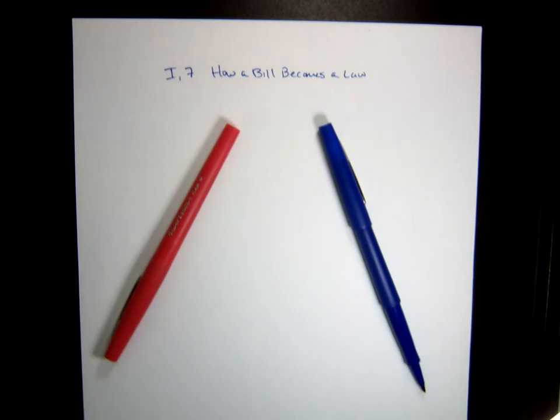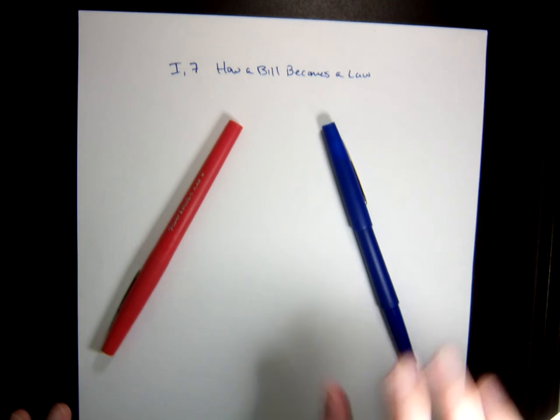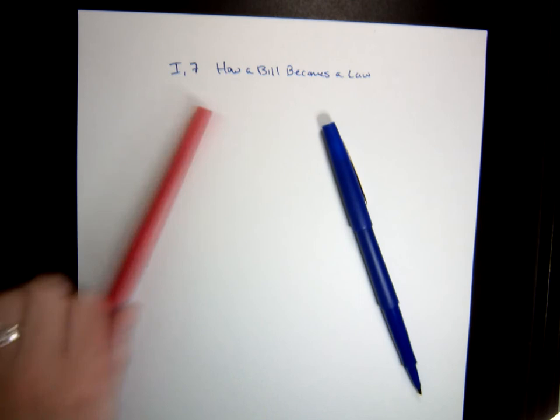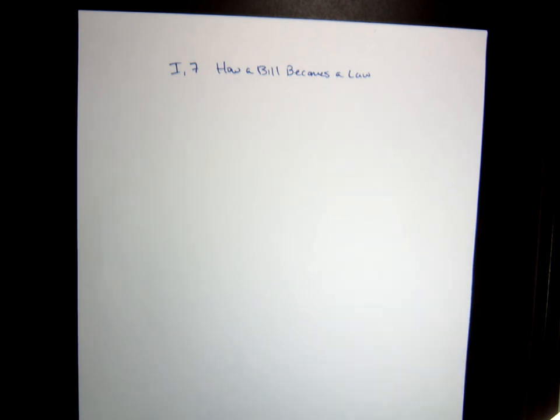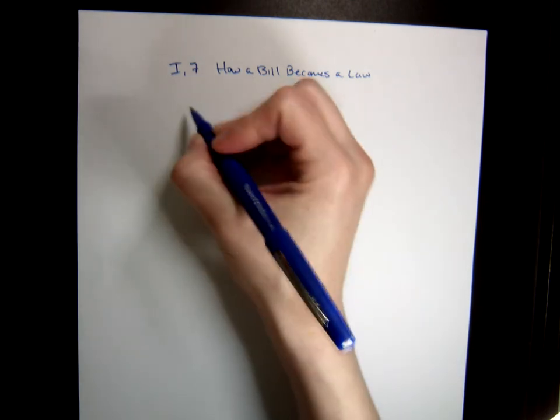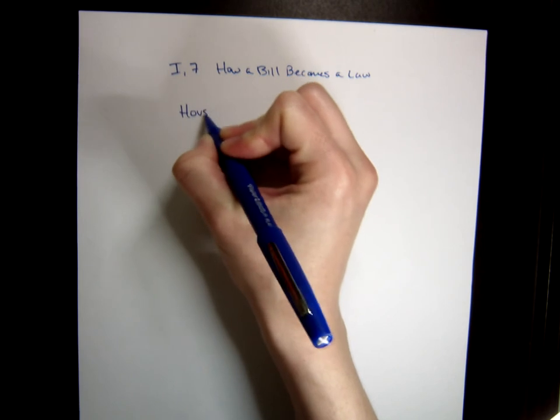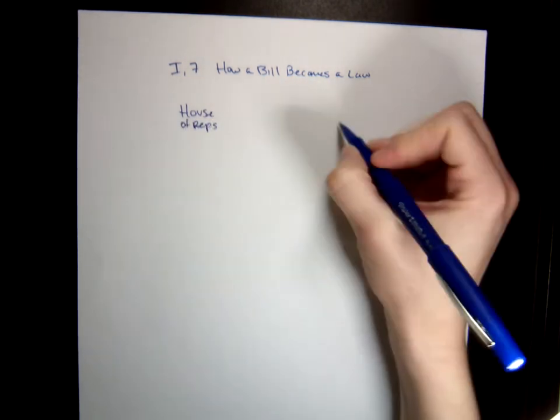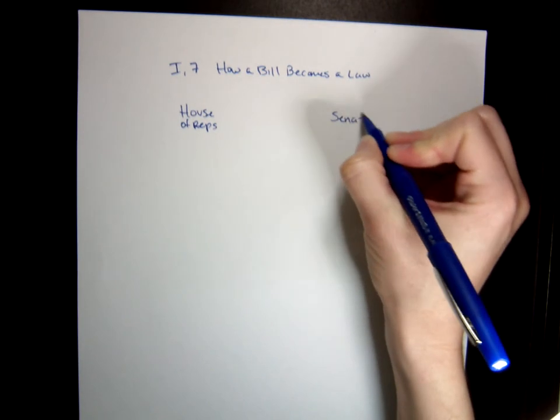And what I'm going to do with the pen colors is I'm going to use the blue one to put the parts of the process that are explicitly in the Constitution. And then many procedures and customs have been added, so that's what will be in red pen. So our Constitution establishes a bicameral legislature. So there would be the House of Representatives, and there would be the Senate.